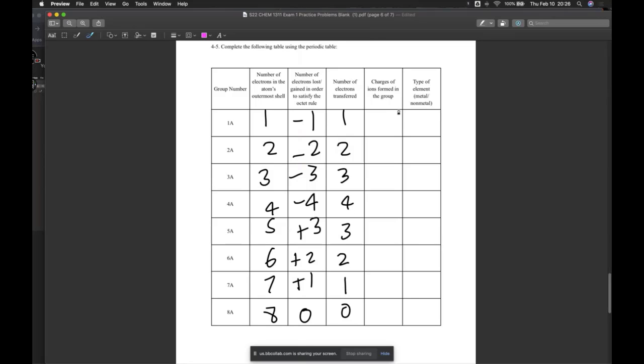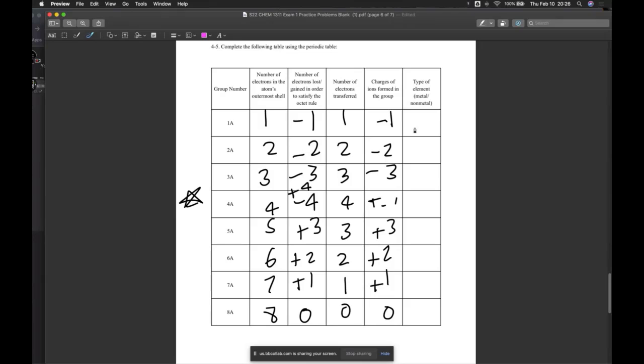And then for charges to the ions form, it's a -1 because we gain an electron. We gain a negative charge, -2. So this can also be +4, by the way, I forgot to mention, because this is a special case, the 4A group. This is a -3. This is going to be ±4. We have +3, then +2, +1, 0.